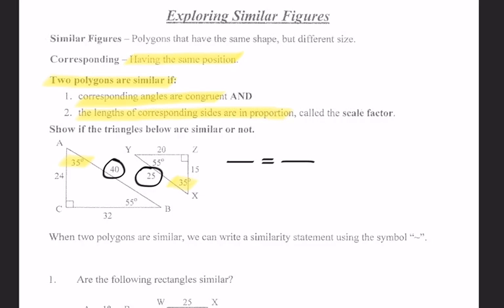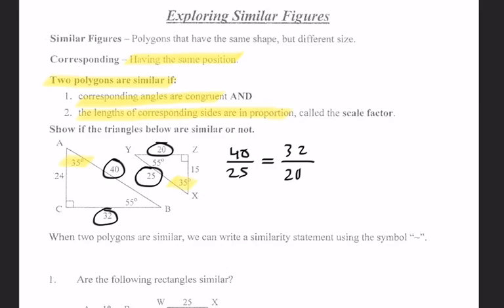40 is related to 25 because they're both the hypotenuses of the right triangles. So we would put 40 over 25. It doesn't matter which one you put first. You could say 25 over 40 and switch the two. And then we would say that 32 is proportional to 20. So we would say 32 right here and then put 20 right there because those two sides are corresponding.